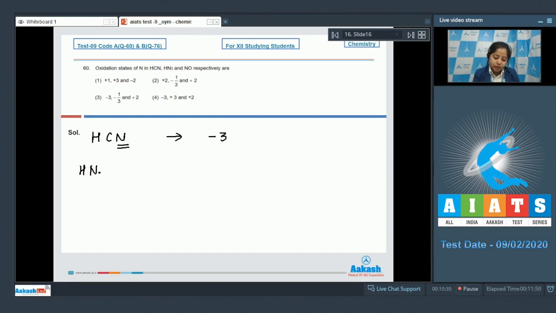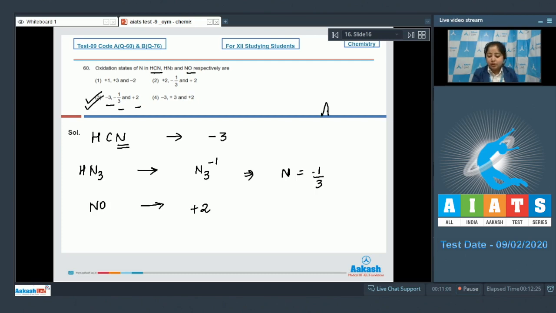Next we have HN3. Here the oxidation state of H is +1, so the oxidation state of nitrogen will be -1/3. Next we have NO. So the oxidation state of nitrogen will be +2. That means the correct answer is option number 3. The oxidation state of nitrogen in HCN is -3, in HN3 is -1/3, and in NO is +2. That means the correct answer is option number 3.